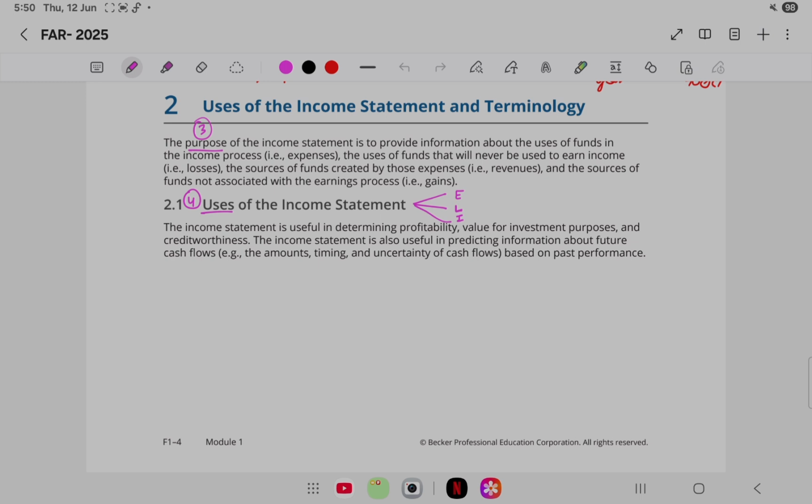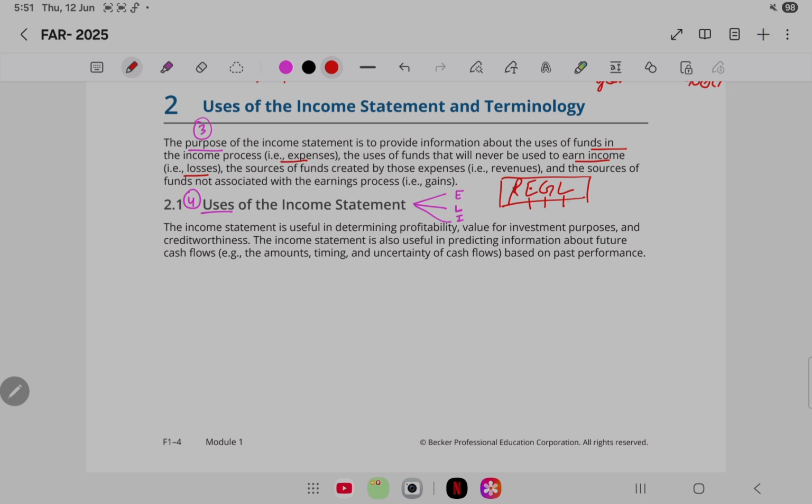The purpose of the income statement is to provide information about the uses of the funds in the income process, that is expenses; uses of the funds that will never be used to earn income, losses; sources of funds created by those expenses, revenue; and the sources of funds not associated with the earning process, gains. Let me make you understand all the 4 points. From now onwards we are going to call them REGL. R for revenue, E for expenses, G for gains, and L for losses.